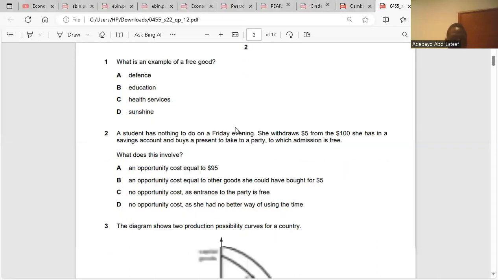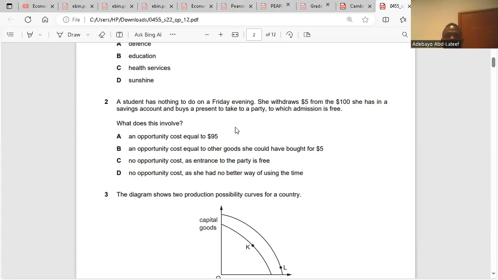That's question 1. Question 2. The student has nothing to do on Friday evening. She withdraws $5 from the $100 she has in a savings account, and buys a present to take to a party to which admission is free. What does this involve? It involves an opportunity cost. So C and D are not options. For A, it says an opportunity cost equal to 95. No. The opportunity cost is the amount that she is supposed to spend on something else. That is the opportunity cost. So the answer is B.